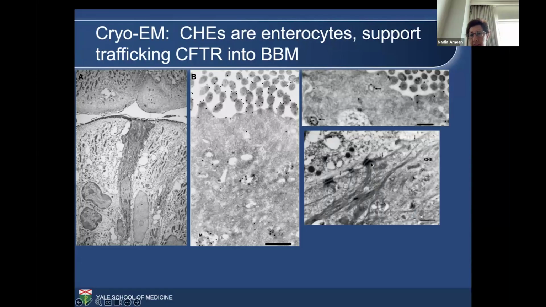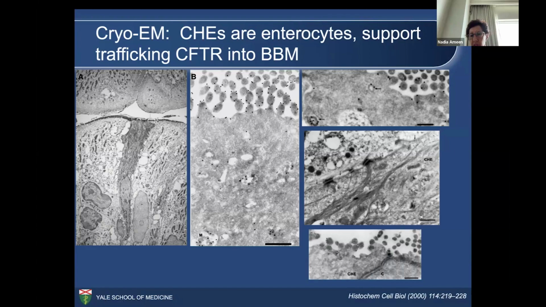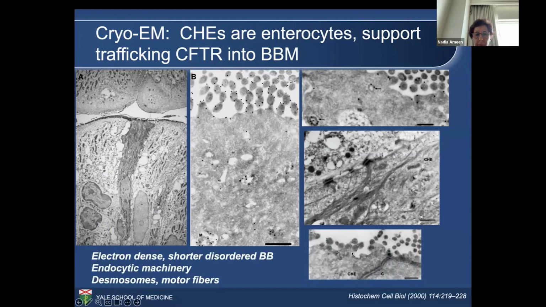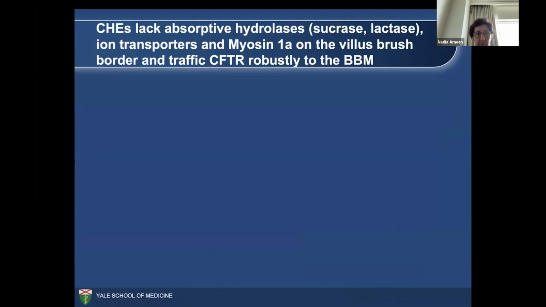So this was a new concept, that CFTR was not confined to the plasma membrane, but was also in intracellular vesicles. And here you can see the gold labeling for CFTR on endocytic vesicles and clathrin-coated vesicles. Elongated, robust motor fibers are present in these cells with desmosomes. And in the superficial crypt, we identified gold labeling for CFTR in these cells. So these cells were electron dense. The brush border was slightly shorter than the normal enterocyte, with lots of endosomes in the cell supporting the role of trafficking, and lots of motor fibers, which also support a role for trafficking of vesicles throughout the cell, perhaps to and from the brush border.